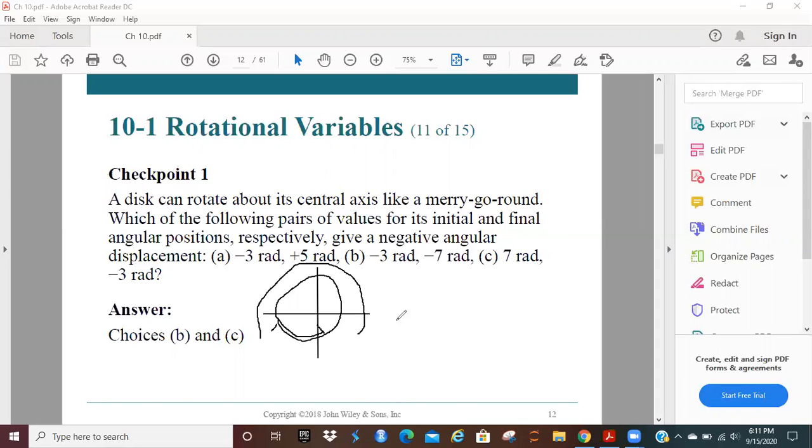And then finally, part C, where we've got 7 radians, which is going to put us probably right about here. And then we're going to work our way around to -3 radians, which is going to be over this direction. So for part C, we start here, we end here. Our rotation is going to be clockwise, which means we're going to have a negative angular displacement. We start here, we end here, we're moving in the clockwise direction. That is negative angular displacement.